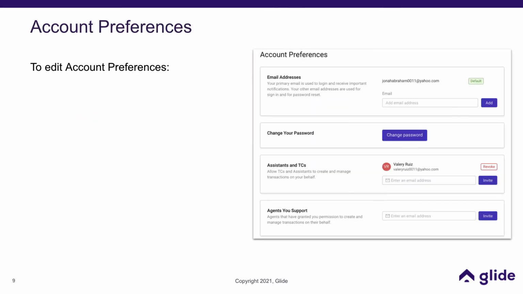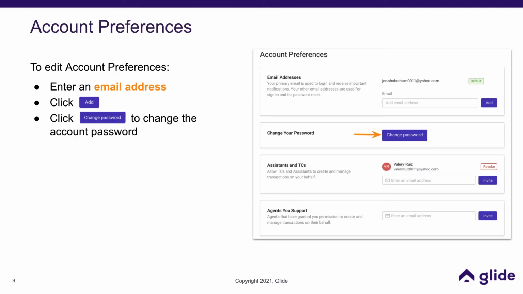To edit the account preferences, first you can add additional email addresses for your Glide account. You click Add after entering in the new email address. You can select which account is default if you have more than one email that is used on that particular account. To change your password, click the Change Password button and follow the prompts.